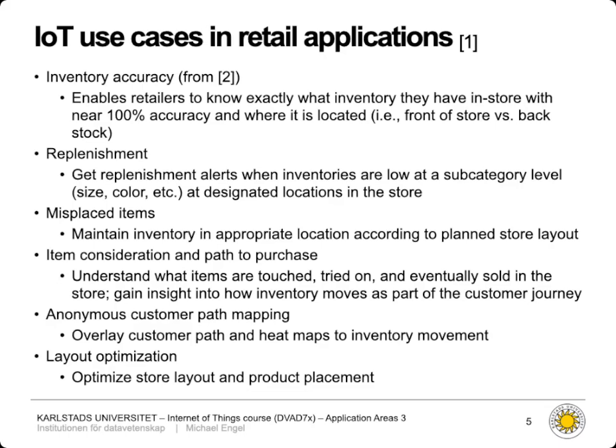So enabling inventory accuracy using IoT enables a retailer to know exactly what inventory is actually in store, not only once a year or whenever you count, but every minute, every second, because you know what's coming in, you know what's going out, and this is a near 100% accuracy. Obviously, if somebody steals an item, this cannot be discovered by the electronics components in the IoT system, but in all other cases, you can find it.